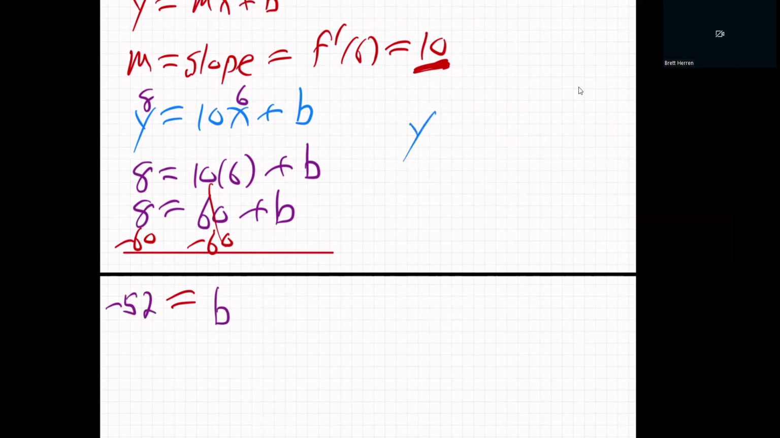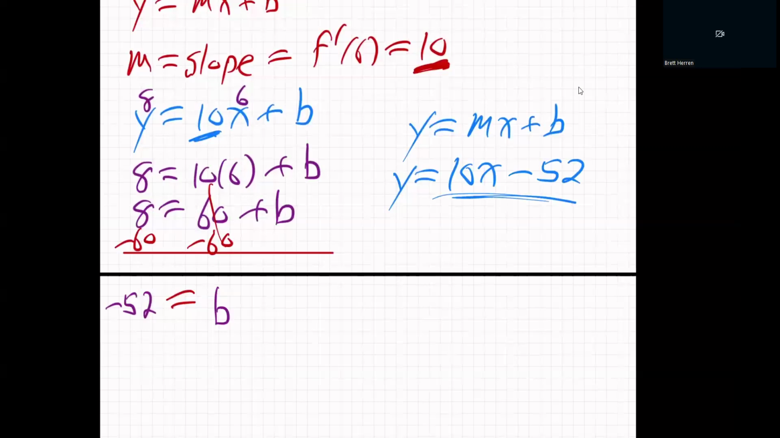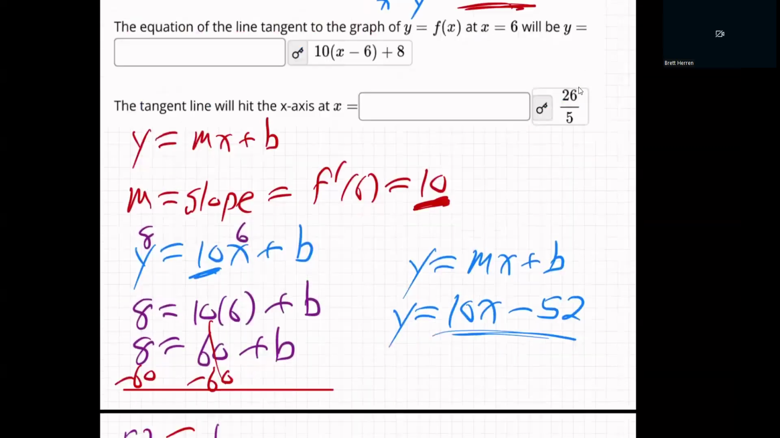Okay, so we have the equation now, y equals mx plus b. Y equals, got the m, which is 10, the b, which is minus 52. That's the same thing they have. They're just writing in a different form. It's fine either way. Okay, now, second part. So you could put in here 10x minus 52. It's the same thing.